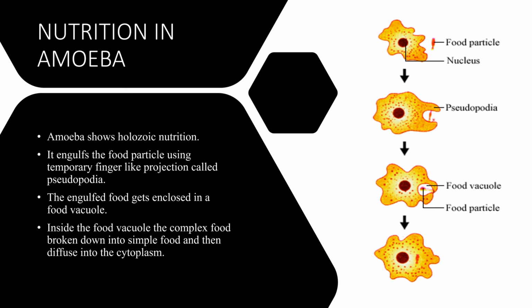After engulfing the food, it closes the two ends of the pseudopodia and forms a food vacuole. So inside the food vacuole, the complex food is broken down into simpler food and then it is diffused into the cytoplasm.